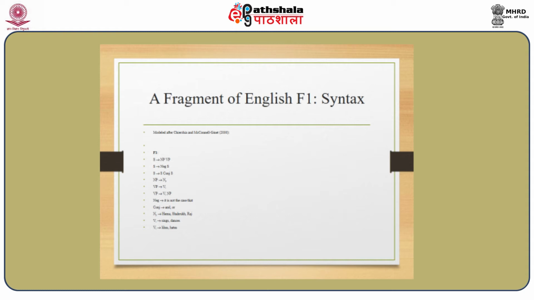So let's look at the syntax of F1. The rules of the syntax of F1 look like the following. S goes to NP VP, meaning a sentence is made up of a noun phrase and a verb phrase. S goes to Neg S. S goes to S Conj S. NP, noun phrase, goes to N sub P. This is for proper nouns. VP can go to V sub I for intransitive verbs. VP can go to V sub T NP for transitive verbs.